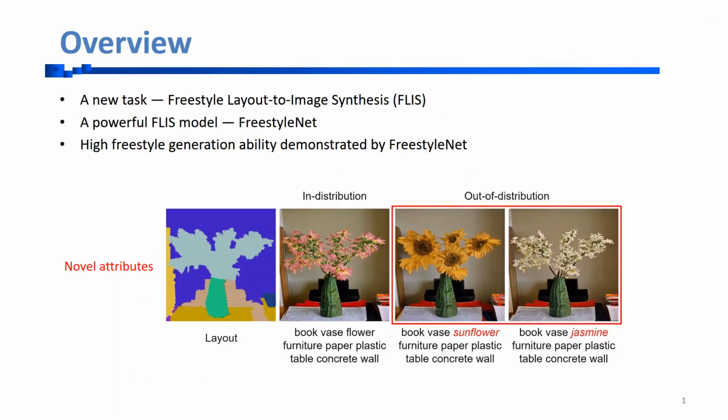In this work, we introduce a new task called Freestyle Layout Image Synthesis, which aims at generating unseen semantics onto a given layout. To this end, we propose a powerful model called FreestyleNet. It leverages a pre-trained text-to-image diffusion model and applies a novel rectified cross-attention to integrate layout. FreestyleNet manages to put a wide variety of semantics described by the text prompts onto the given layout.